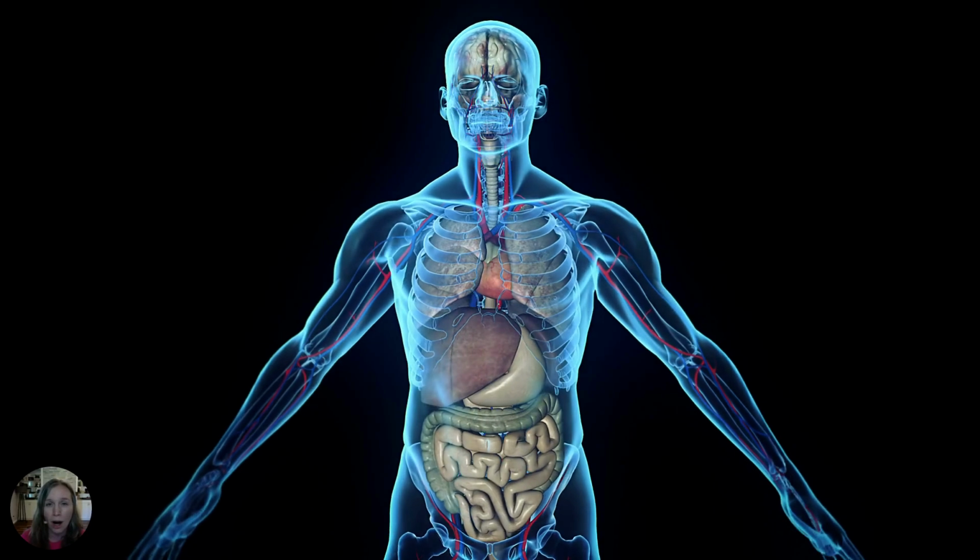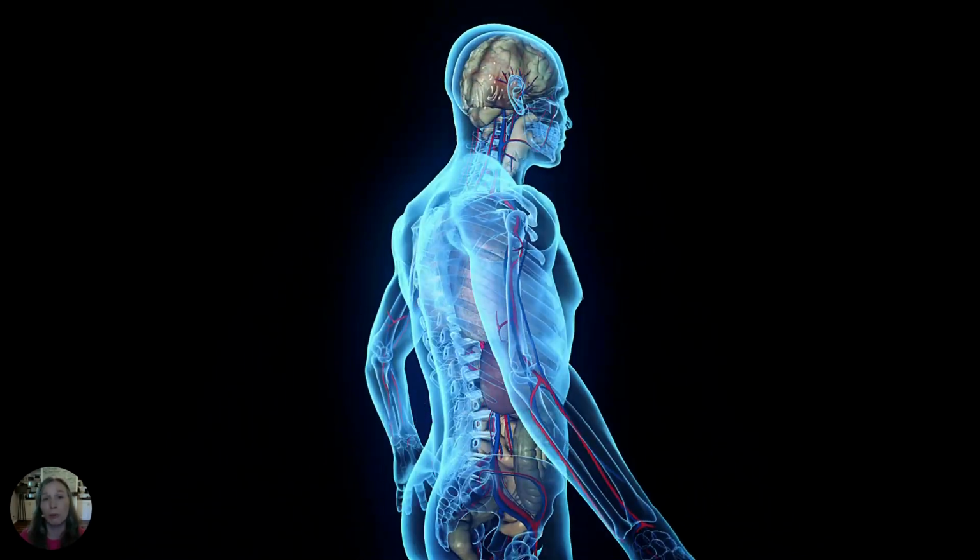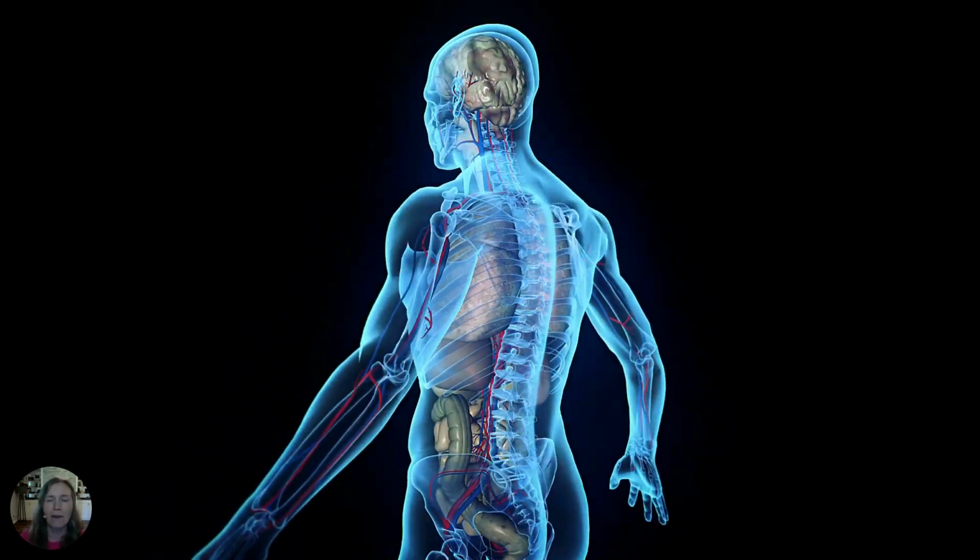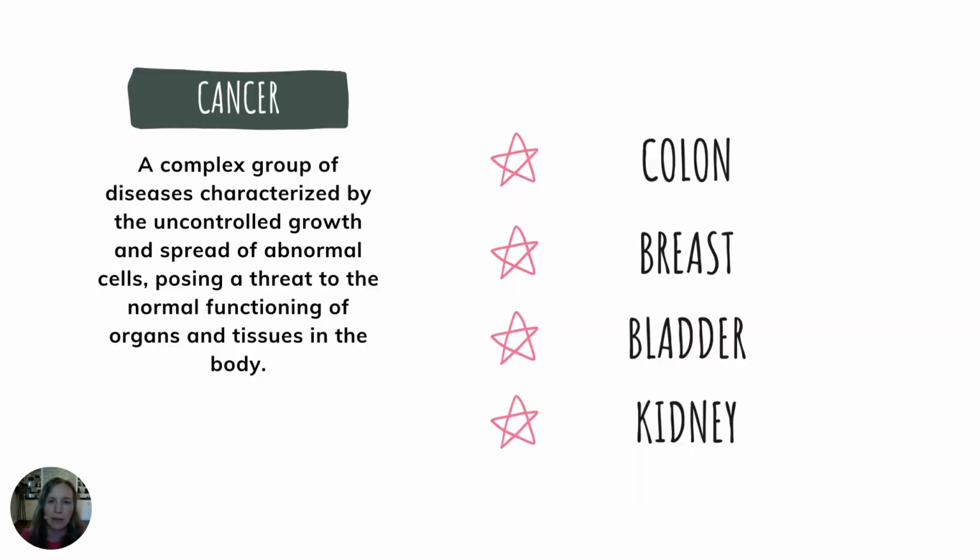Cancer, quite a broad term. We know that there are a variety of different types of cancers that can occur in the body. And so cancers are characterized as uncontrolled growth and spread of abnormal cells. And this threatens the organs and the organ systems in our body, and then they are no longer functioning as well as they could be.